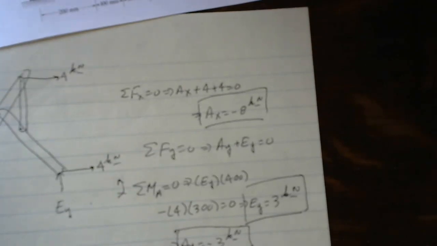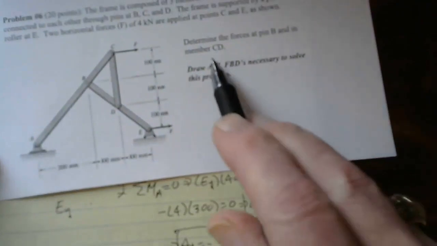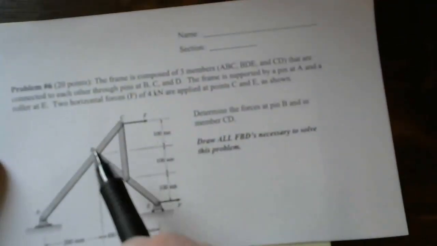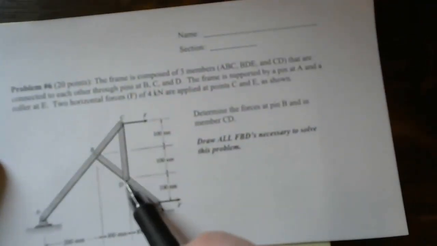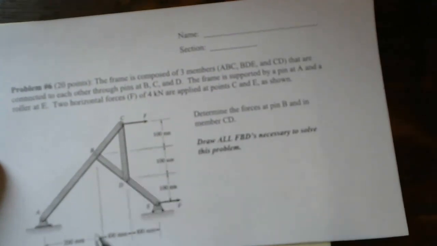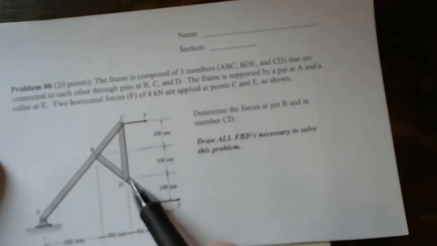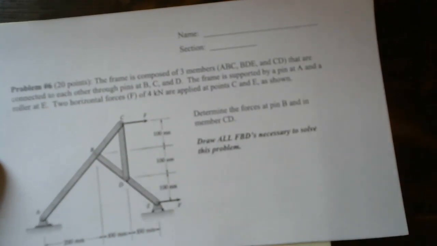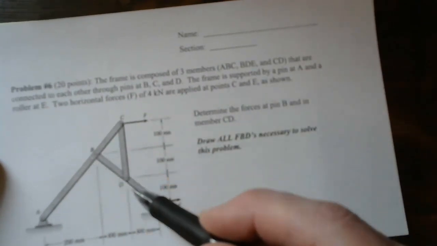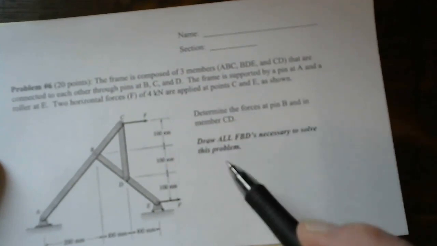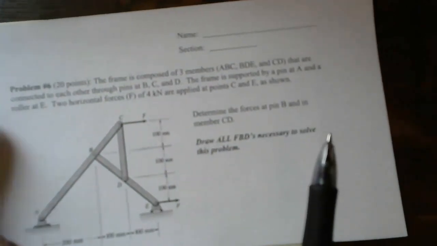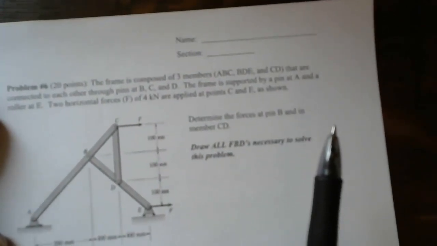Okay, so the question then asks for the forces at pin B, right here, and the force in member CD. So I'm going to take it apart, and take a look and say, what can I draw a free body diagram of that's going to answer the questions that are asked?